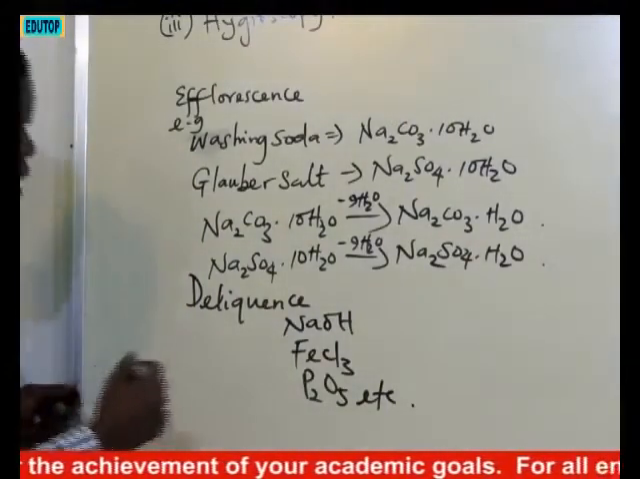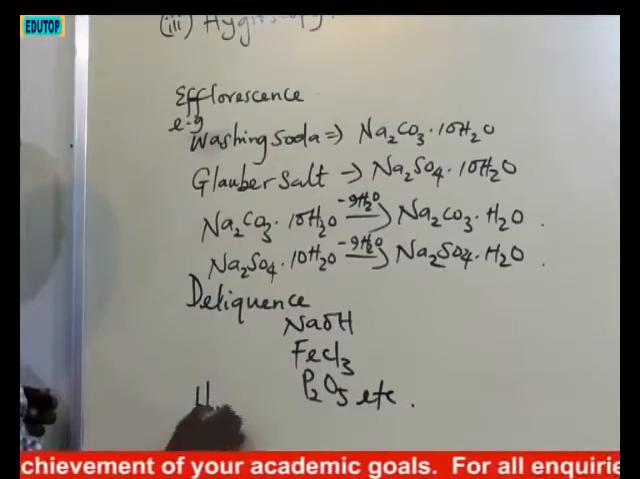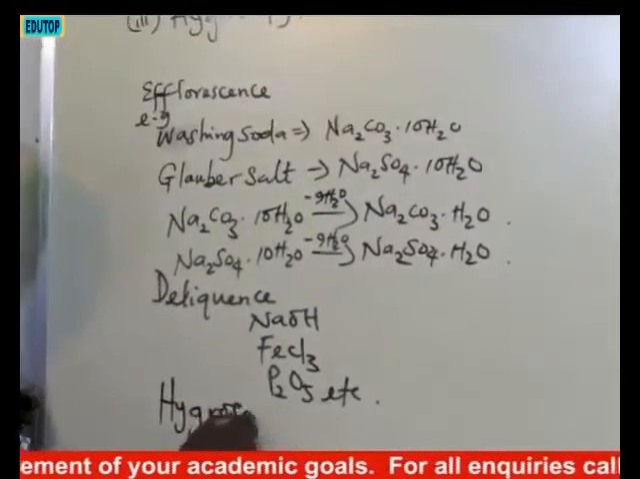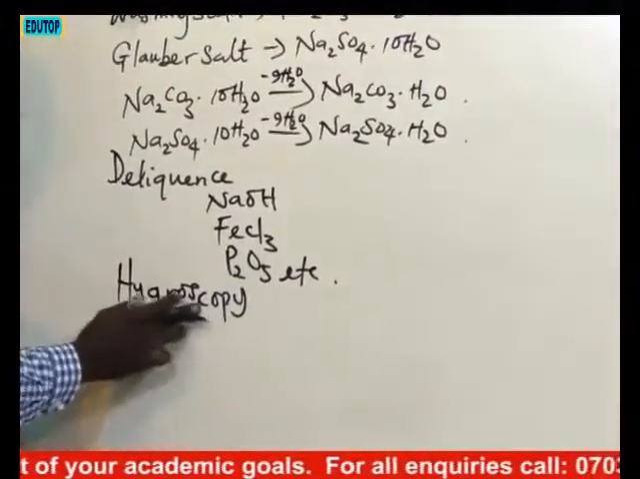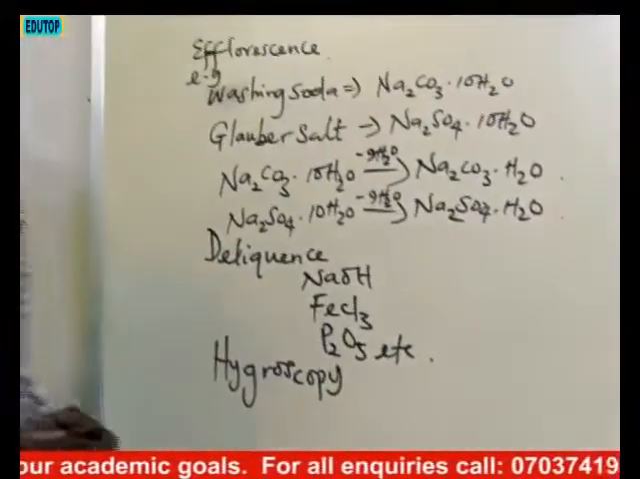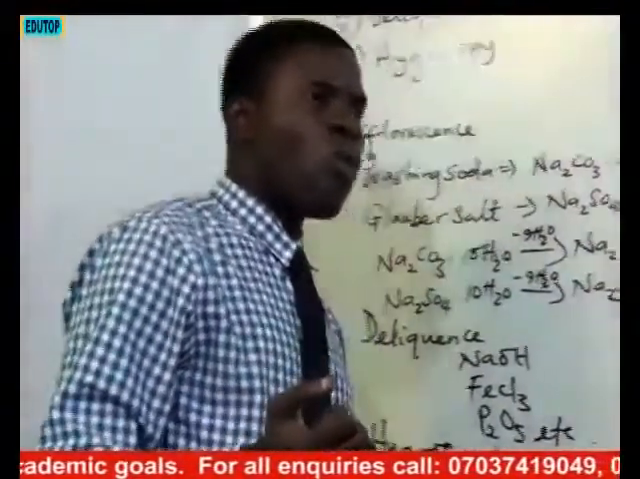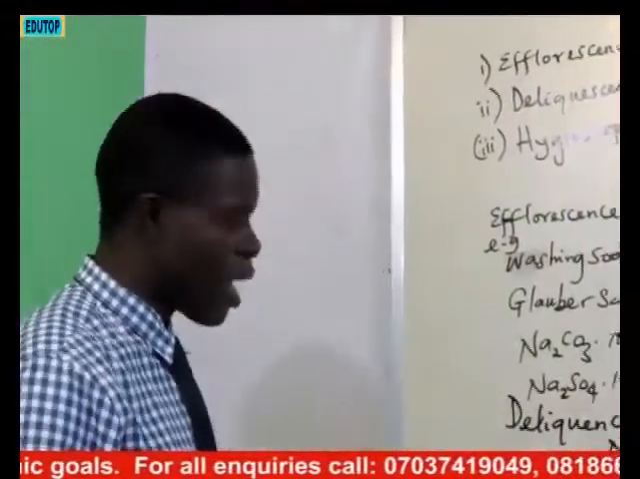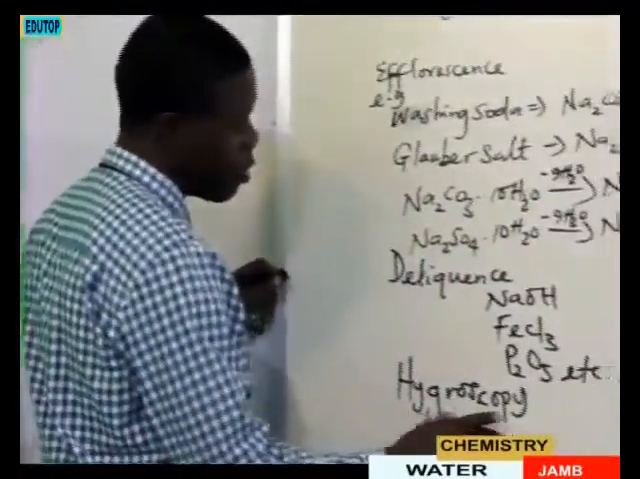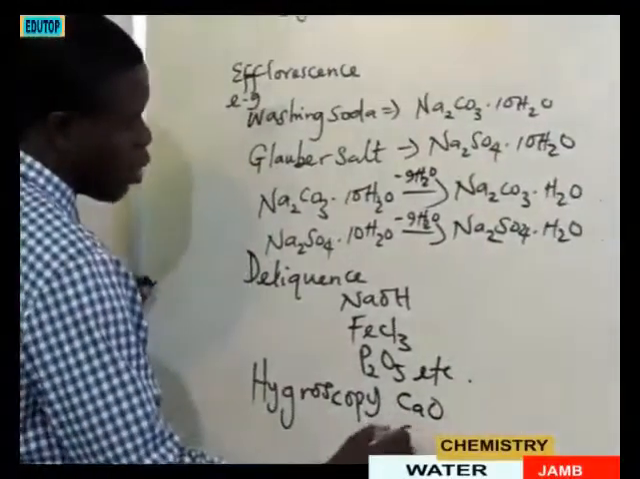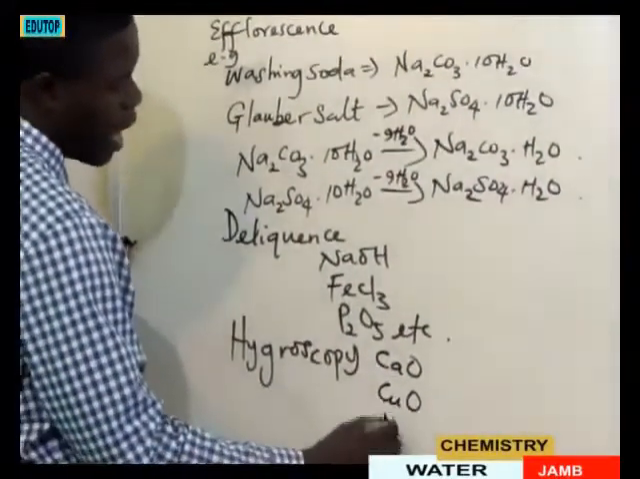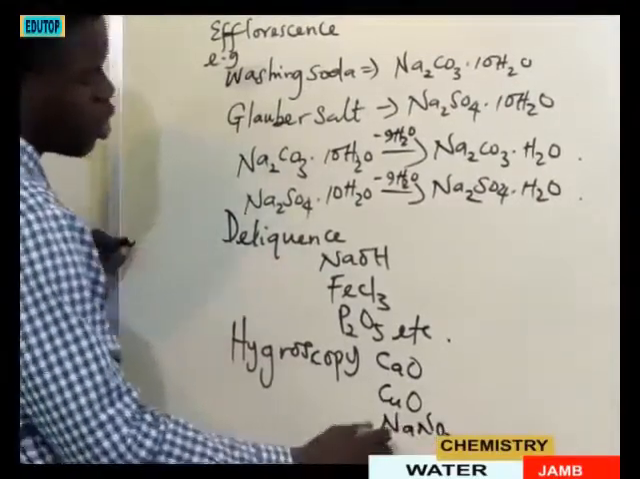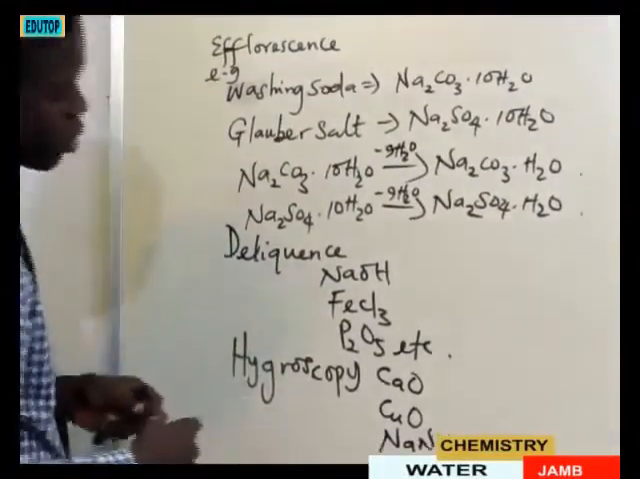Take note of that. Then the last here is hygroscopy. Hygroscopy is a phenomenon whereby salts absorb moisture when they are being exposed to the atmosphere, and they will not turn into solution. They remain that way. They do not turn into solution. An example of salts that have that phenomenon are calcium oxide, copper oxide, and then we have NaNO3, sodium nitrate.